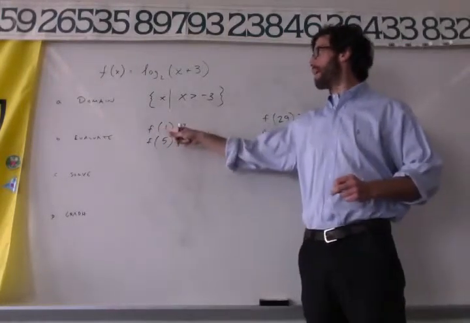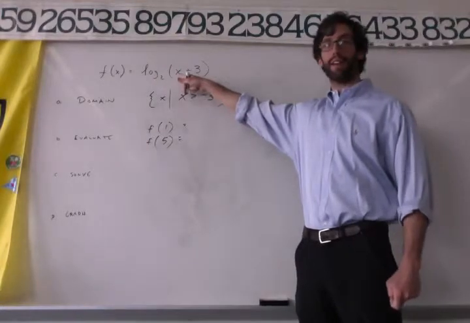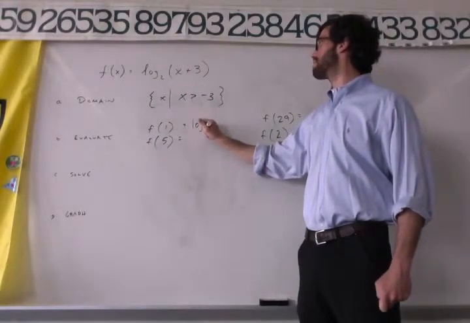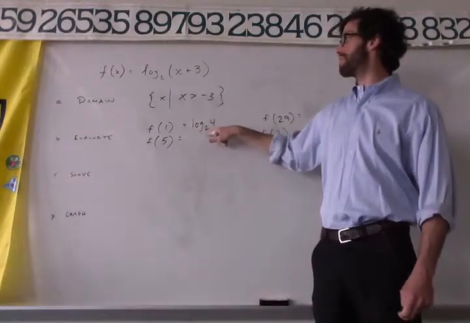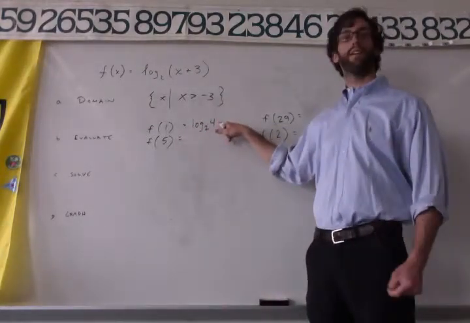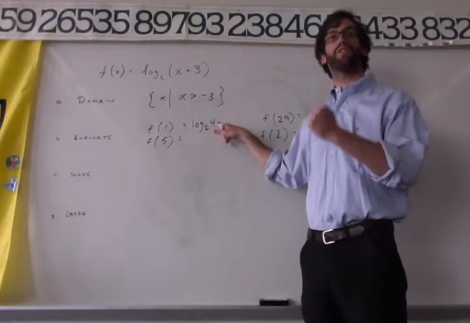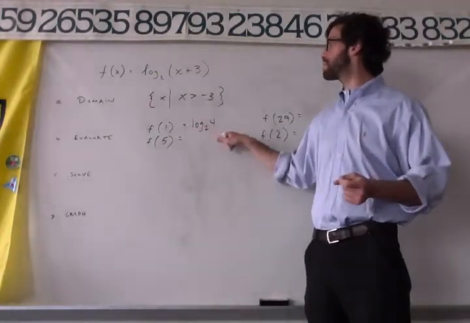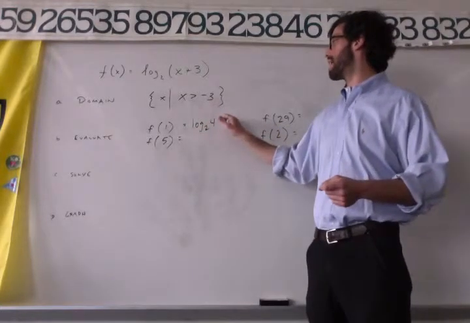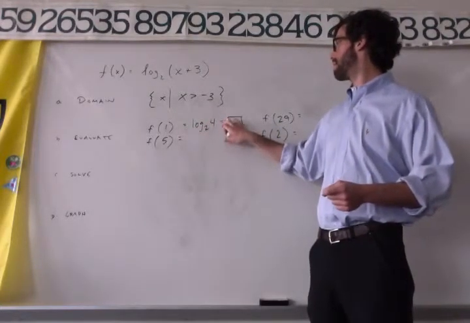So f of 1, we just plug in 1 for x, right? So we end up with log base 2 of 1 plus 3, or 4. And all we've got to do is evaluate this. What is log base 2 of 4? Remember, that's asking you what power of 2 gives us 4, right? The subscript is the base. This means 2 to what power is 4? And the answer obviously is 2, okay?